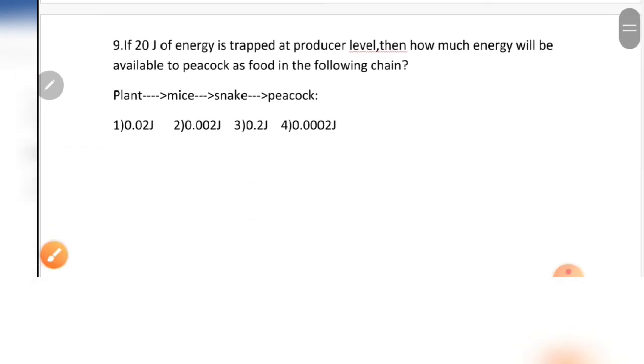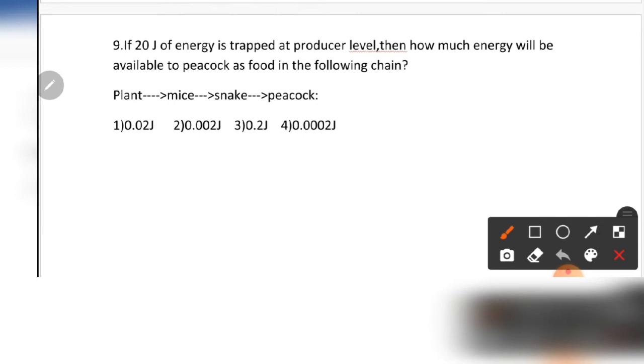If 20 joules of energy is trapped at the producer. So plant is a producer. And how much energy will be available in the peacock? So it is trophic level 1, 2, 3, 4. 4 trophic levels are there. They are producers, primary consumers, secondary consumers, and tertiary consumers. In the plant level, so I want to wipe this to write the answer. Just wait. Yes, I have wiped it.